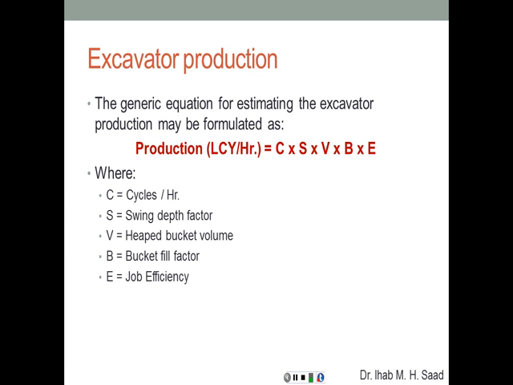V is the heaped bucket volume. B is the bucket fill factor, which we have seen depending on the type of soil. And E is the job efficiency, which is how many productive minutes per hour can you get out of this piece of equipment.